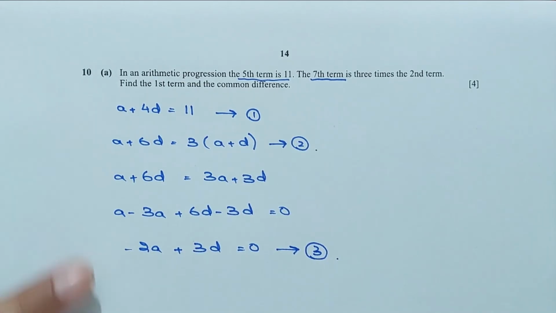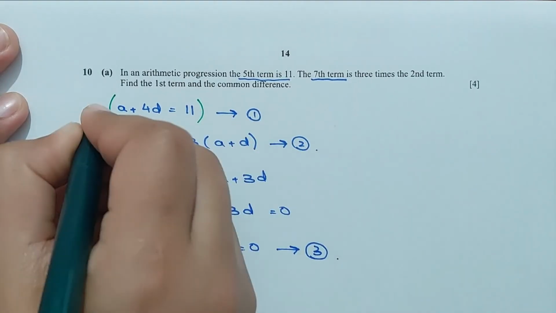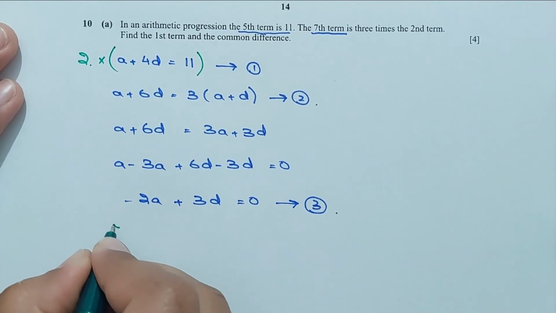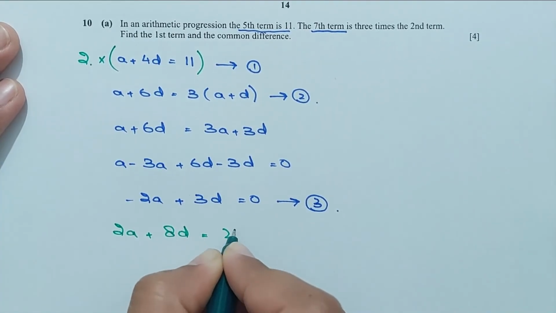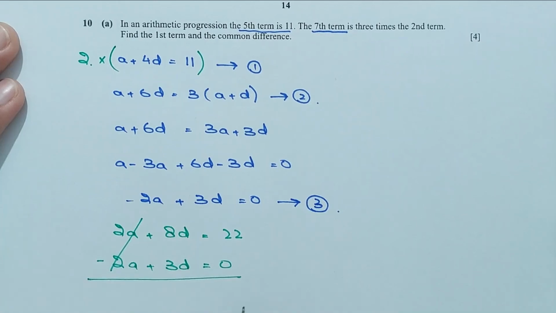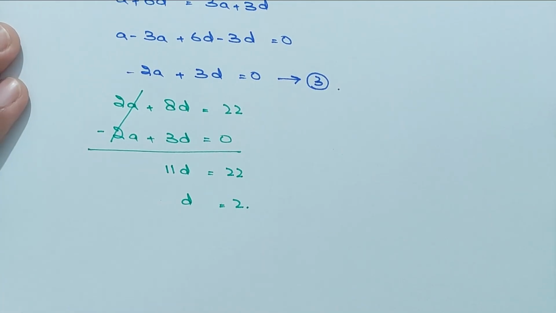Now simplifying the first and the third equation. Let me multiply my first equation by 2 to cancel the a's and solve for d. So 2a plus 2 times 4 is 8d equals 22, and minus 2a plus 3d equals 0. Add them up. So 8, 9, 10, 11. So this is 11d equals 22. So the d value is just 2. 22 over 11 is 2. So we got d equals 2.